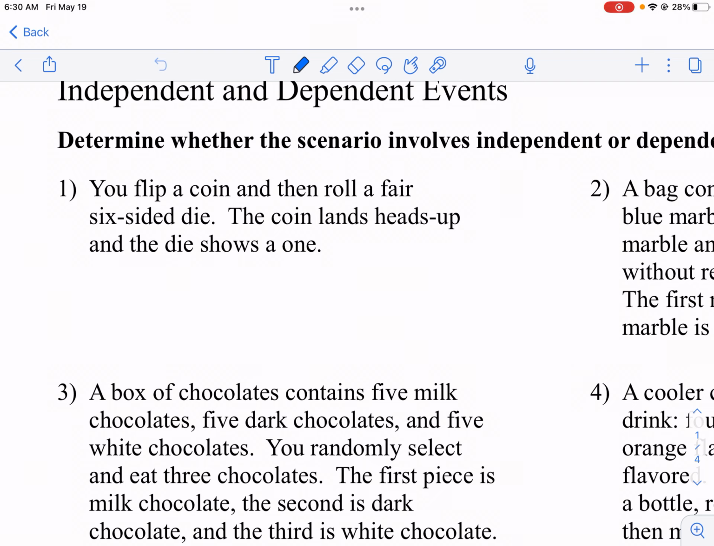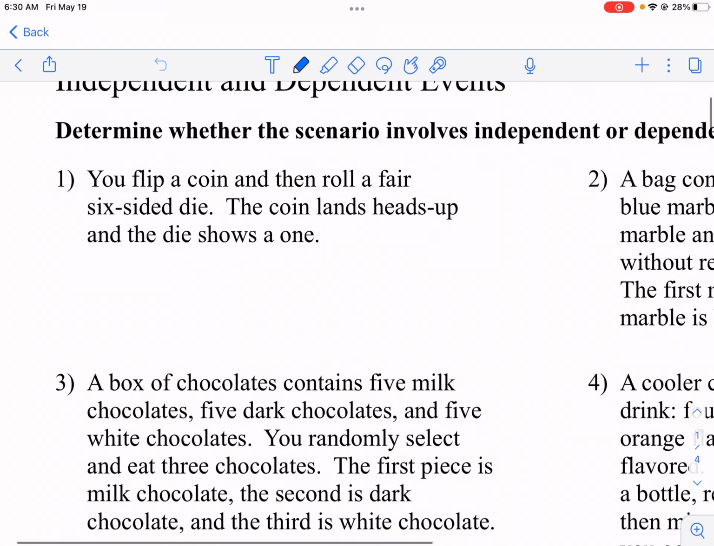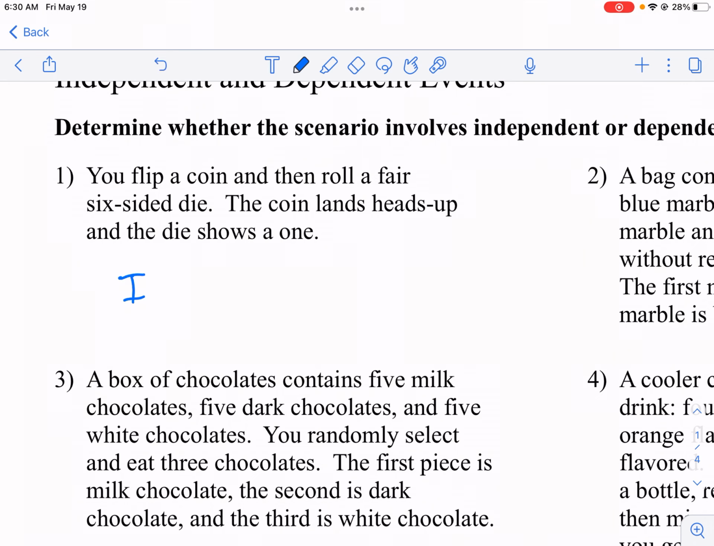So number one, you flip a coin and then roll a fair six-sided die. The coin lands heads up, and the die shows a 1. So is this independent or dependent? This is independent, and the reason why is because one of the outcomes does not impact the other in any way.